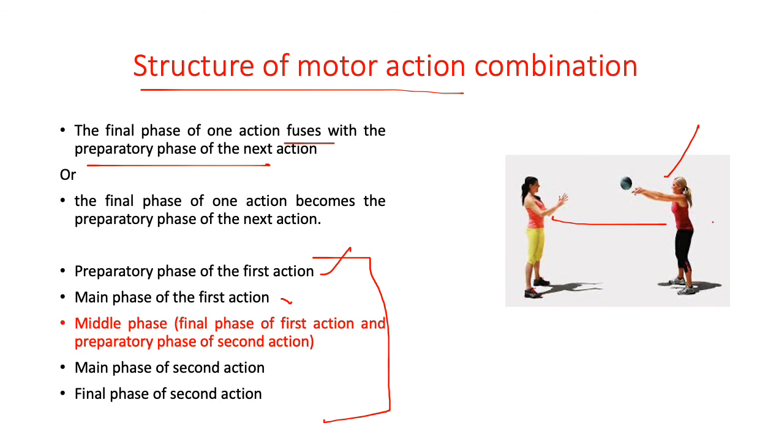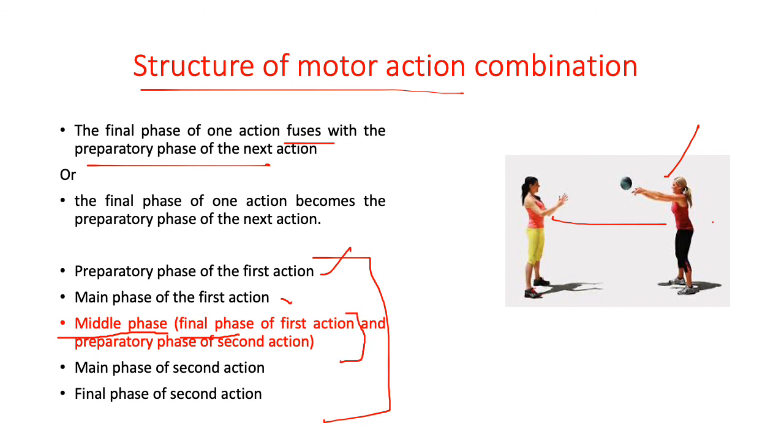Now the final phase of the first action is to balance herself, and the preparatory phase of the second action is to prepare herself for the throw. So this will be fused. We call it the middle phase. So in the middle phase she will perform 2 actions. What 2 actions? She will balance herself first after catching the ball, and second, she will prepare again to throw the ball. So the 2 phases have been fused here, and we call it the middle phase.